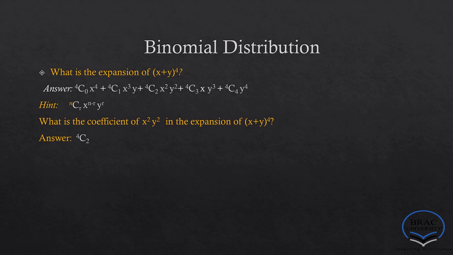So if I ask, what is the coefficient of x^2 y^2 in the expansion of (x + y)^4? First you have to expand it, as I have done earlier. And what is the coefficient of x^2 y^2 here? 4C2.